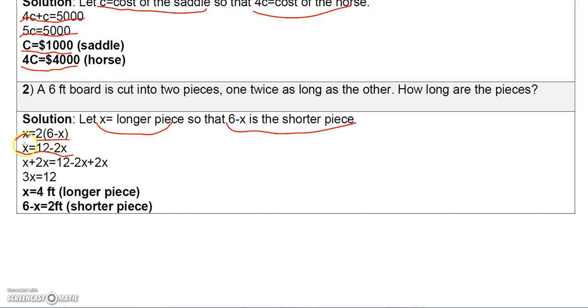Now add 2X to both sides of this equation, and I get X plus 2X equals 12 minus 2X plus 2X. So I get 3X equals 12. And then if I divide both sides by 3, I get X equals 4. So 4 feet is the longer piece. And then since 6 minus X is the shorter piece, I know that X is 4, so 6 minus 4 would be 2 feet, and that would be the shorter piece.